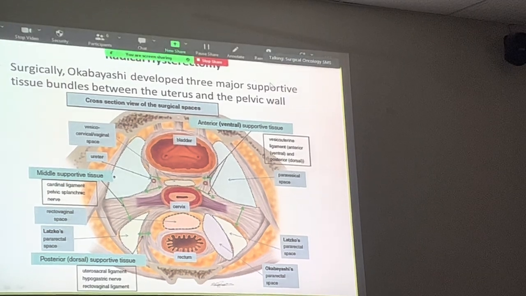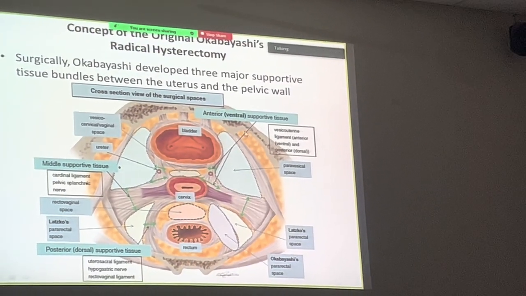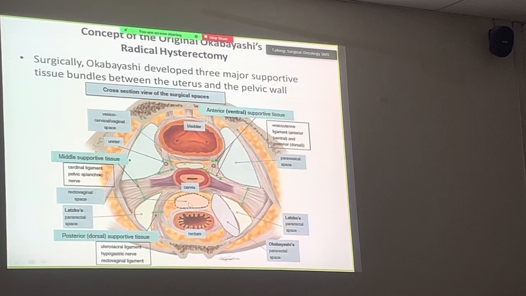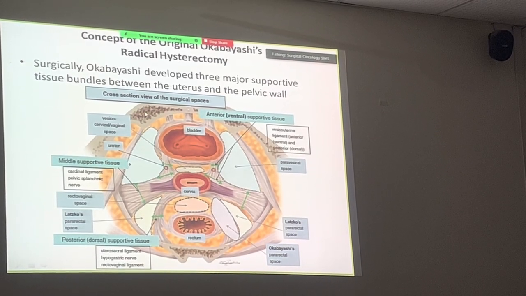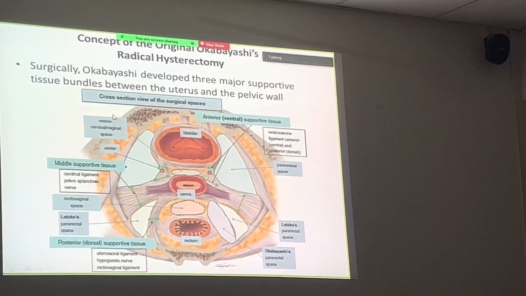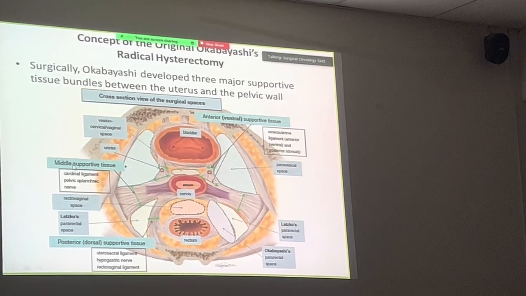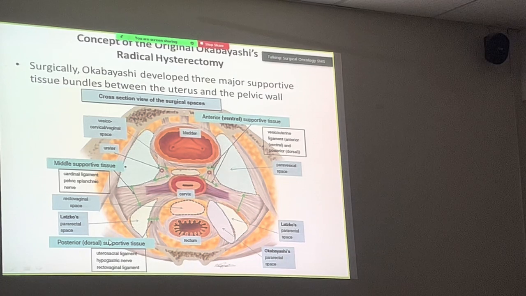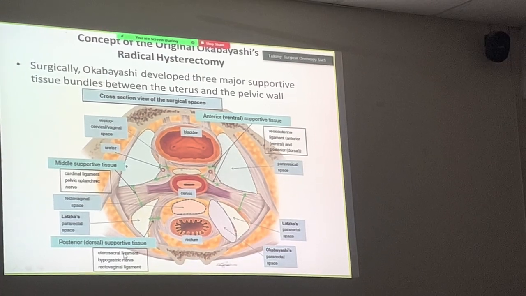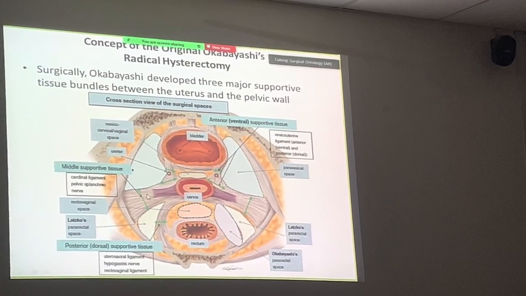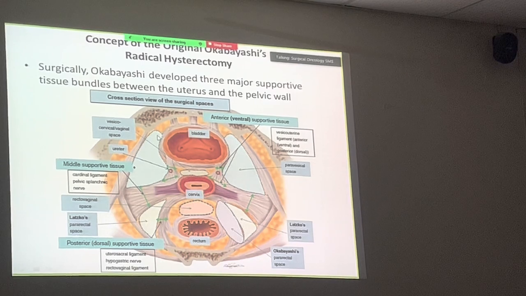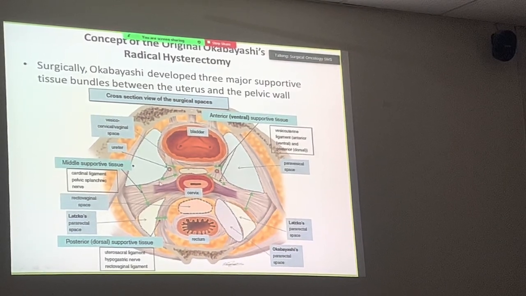So this is Okabayashi's concept of radical hysterectomy, where he has put three supportive bundles: the anterior, the lateral, and the posterior. Just see here, the anterior bundle is basically synonymous with what? The vesico-uterine ligament or vesico-cervical ligament. Then the middle supportive tissue is the cardinal ligament, and the posterior supportive tissue is the uterosacral ligament or sacro-uterine ligament. And the important structures here are, in the anterior system, the vesico-uterine ligament, the ureter, and the pelvic autonomic nerves.